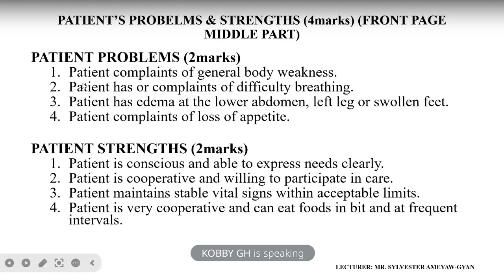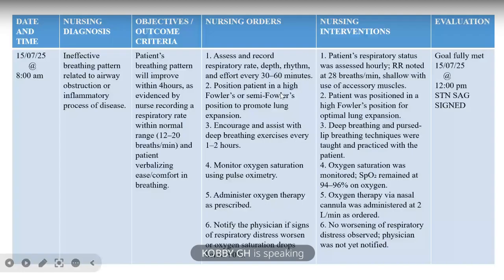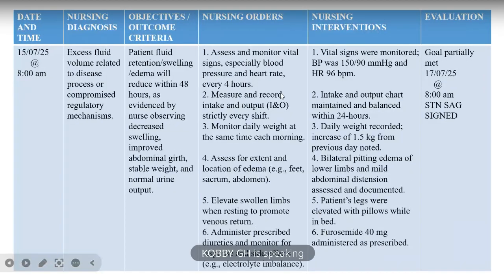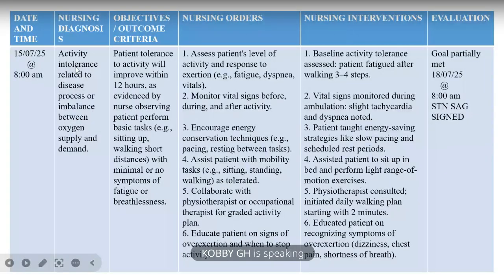Patient complains of general body weakness or body weakness. This is how you write it: activity intolerance related to disease process. Don't write activity intolerance related to general body weakness, because activity intolerance is representing the patient's general body weakness. The mistake I see you people make is writing activity intolerance related to general body weakness. It's wrong. It's like you've related activity intolerance again to activity intolerance.